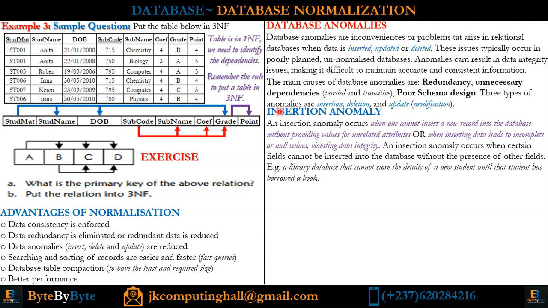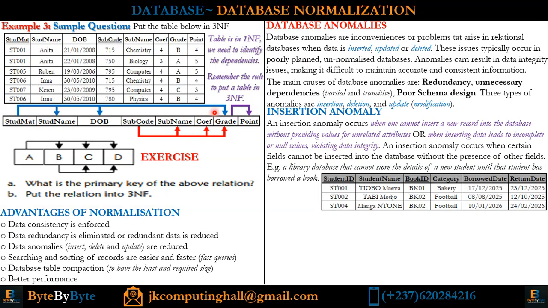The first one is the insertion anomaly. An insertion anomaly occurs when one cannot insert a new record into the database without providing values for unrelated attributes, or when inserting data leads to incomplete or null values, violating data integrity. An insertion anomaly occurs when certain fields cannot be inserted into the database without the presence of other fields. For example, a library database cannot store the details of a new student until that student has borrowed a book.